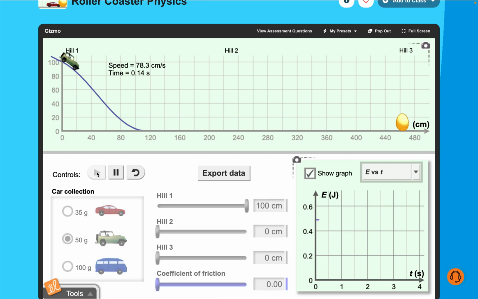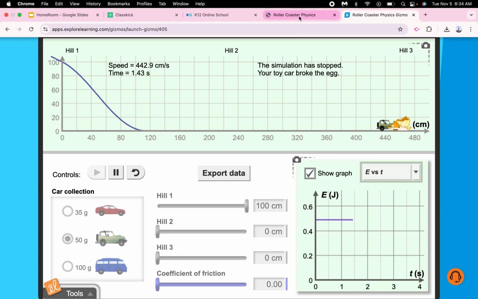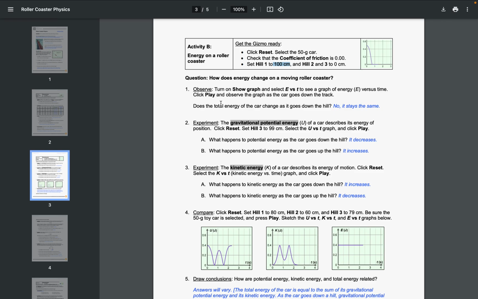Okay, when we press play there, what is the energy doing as that car goes down the hill and then across the bottom flat spot? Here in the graph we see the energy is the same for time. There's no increase or decrease. It is entirely the same. So we go and record that. Does the total energy of the car change as it goes down the hill? No, it stays the same.